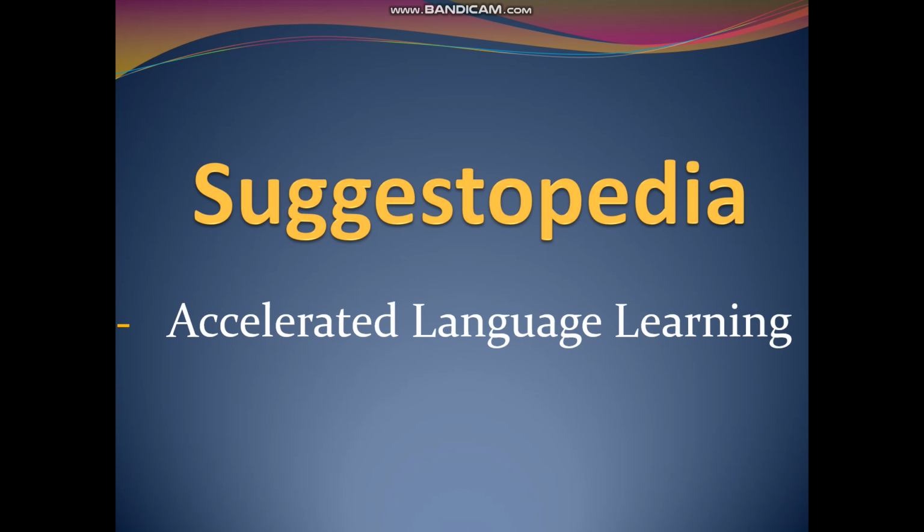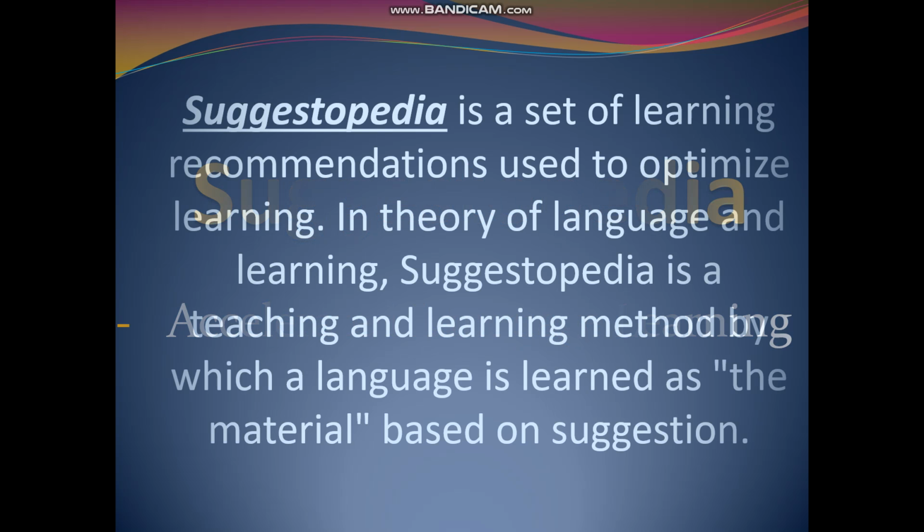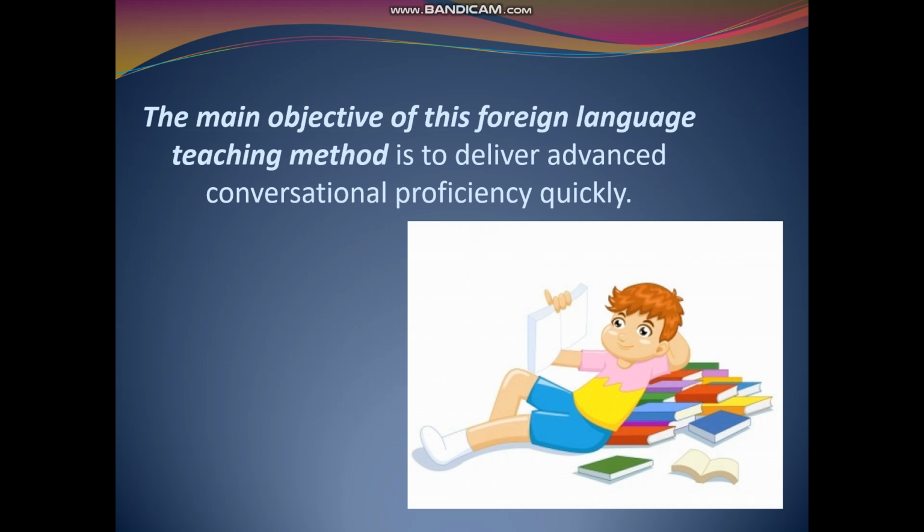The next approach which we will learn today is Suggestopedia. In other words, accelerated language learning. Suggestopedia is a set of learning recommendations used to optimize learning. In theory of language and learning, Suggestopedia is a teaching and learning method by which a language is learned as a material based on suggestion. The main objective of this foreign language teaching method is to deliver advanced conversational proficiency quickly.